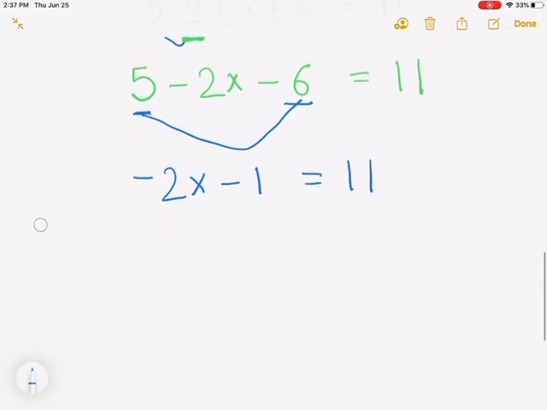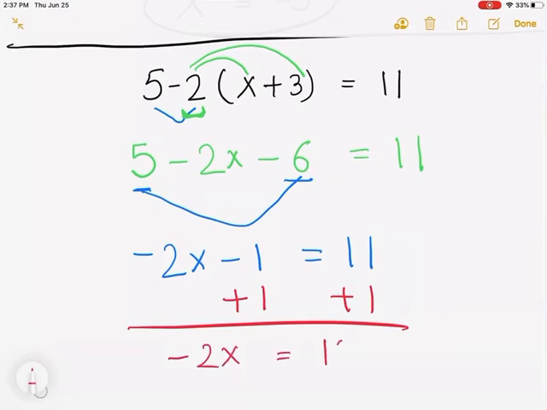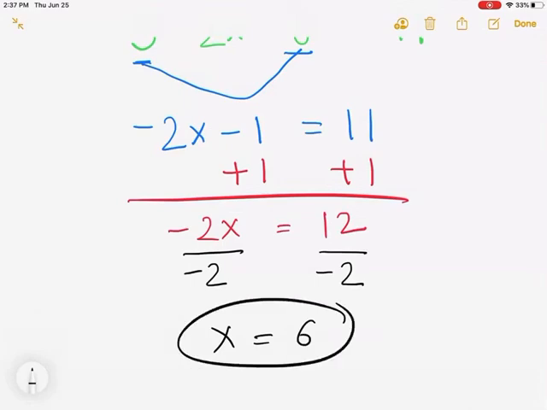Now, time to deal with this. It looks exactly like the last example we did. Let's do additive inverse. So negative 1, I would add 1. Negative 2x is equal to 12. Finally, multiplicative inverse. So I would divide by negative 2. x is equal to negative 6 is my answer. Here you go. So that's how we deal with these types of problems.